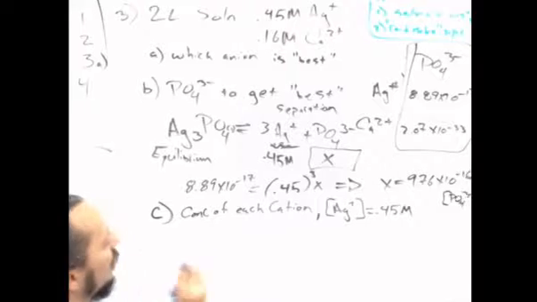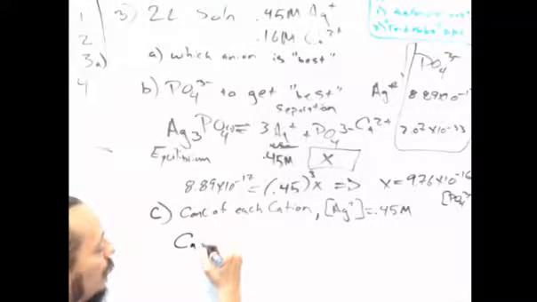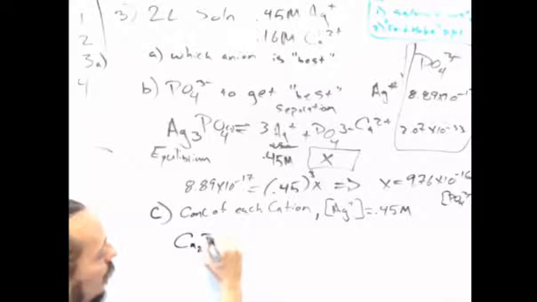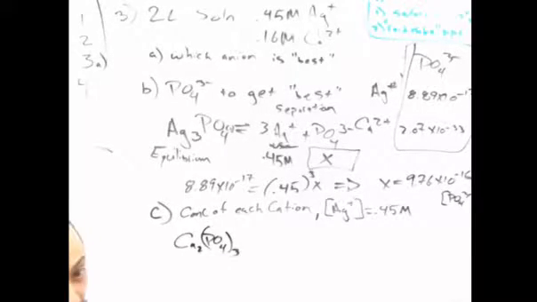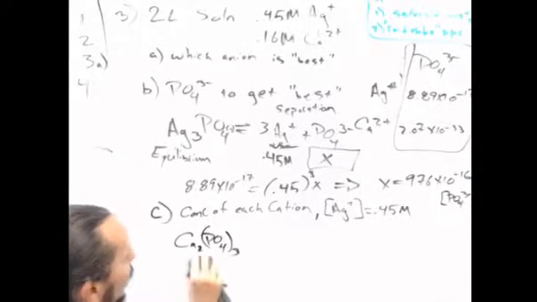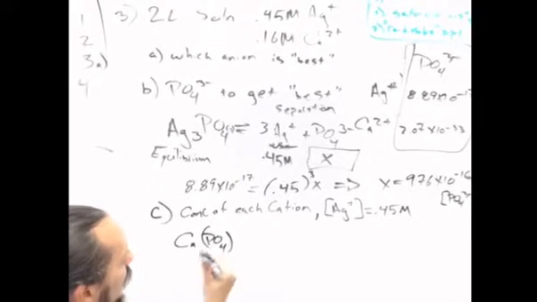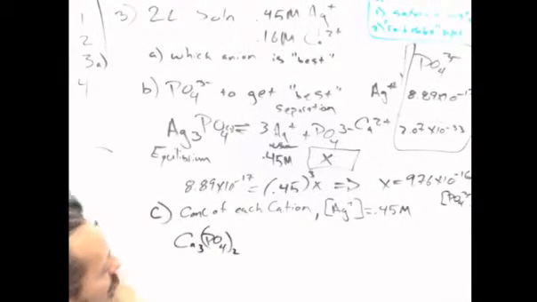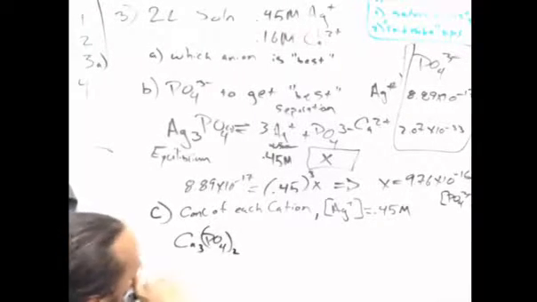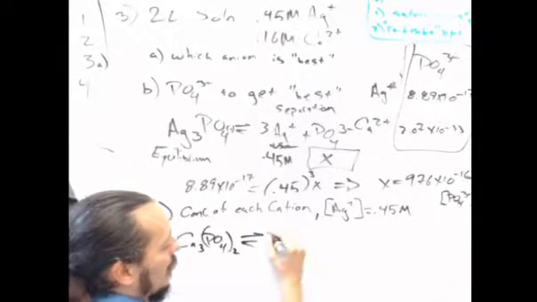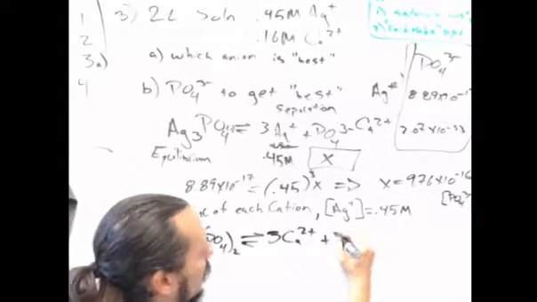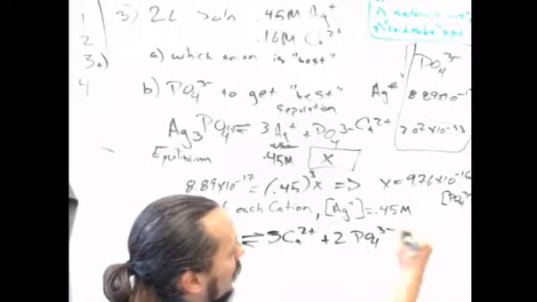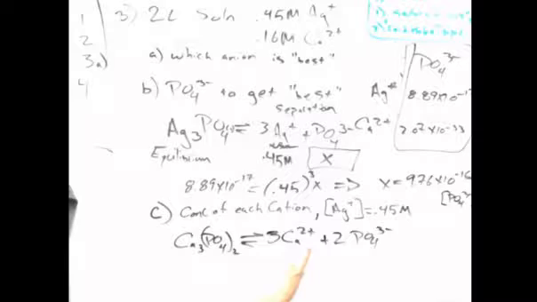So I have to look at how much of this calcium phosphate, this solid we produced, is going to redissolve. Wow, this is tricky. So Ca3(PO4)2. That'll be interesting. So we know that this is going to fall apart to 3 calcium 2 pluses plus 2 PO4 3 minuses. I know that's right because that gives me a charge of 6 and a charge of 6, that's neutral. Neutral, we're good.